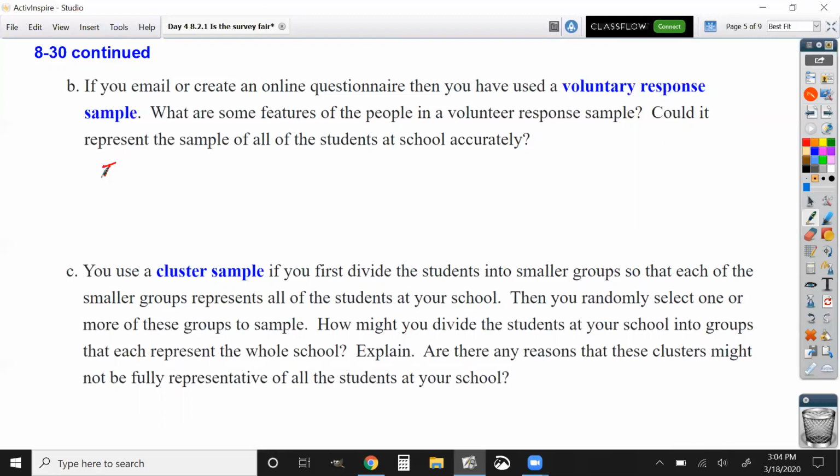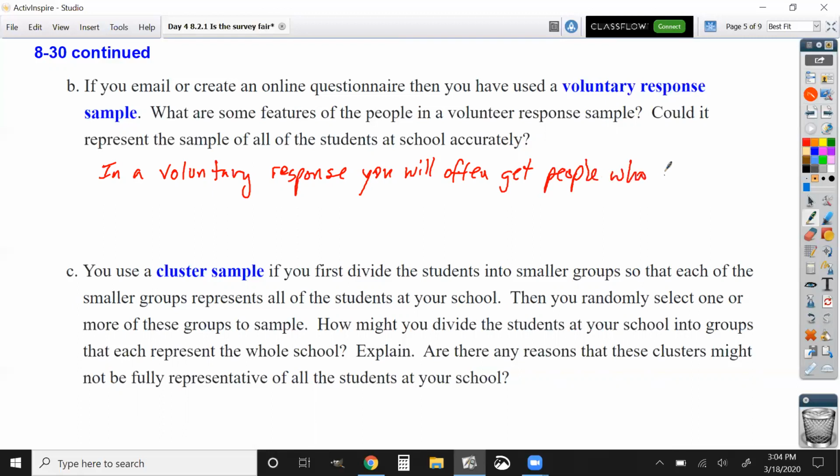So in a voluntary response, you will often get people who care about an issue enough to take time for the survey.